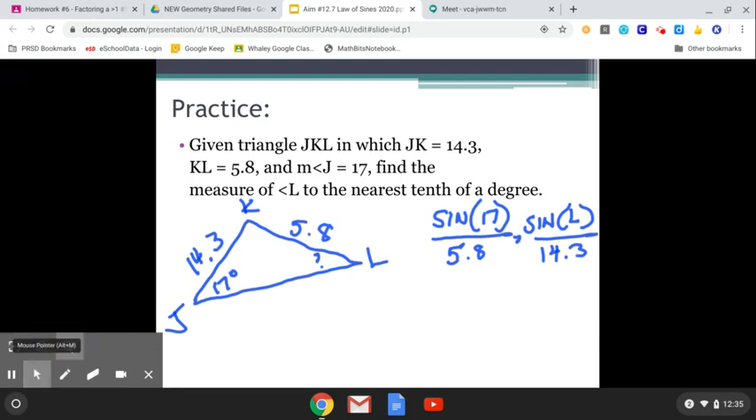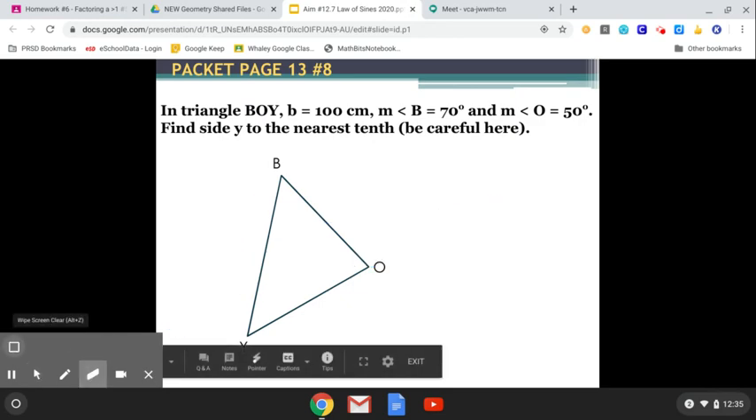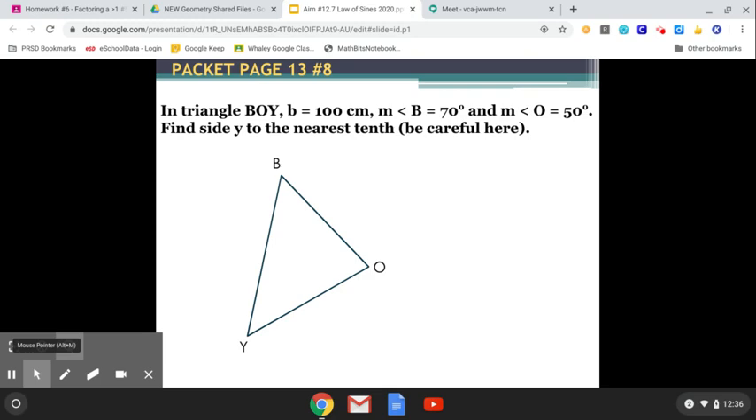Okay, and then this last one is unique, and it says in triangle BOY, B is 100 centimeters. Okay, so B is across from angle B, so I'm going to write that in. That's 100. Measure of angle B is 70, and the measure of angle O is 50. And it wants us to find side Y, which is over here.